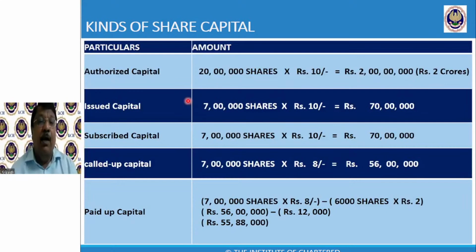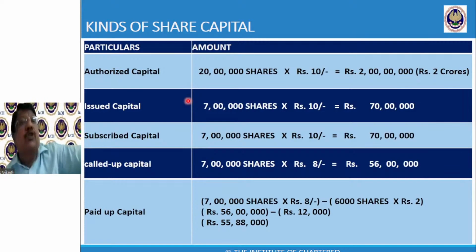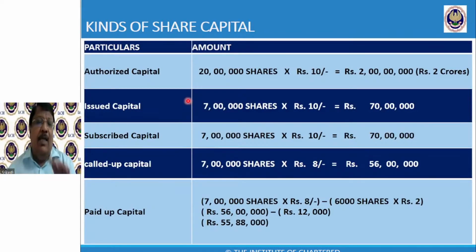They have not paid me now. You know it already. I'm only giving you input. It is called calls in arrears. So the calls in arrears should be shown as a reduction under the head share capital: paid up capital 56 lakhs, less calls in arrears 12,000, balance 55 lakh 88,000 in the inner column. That is the total. Okay.